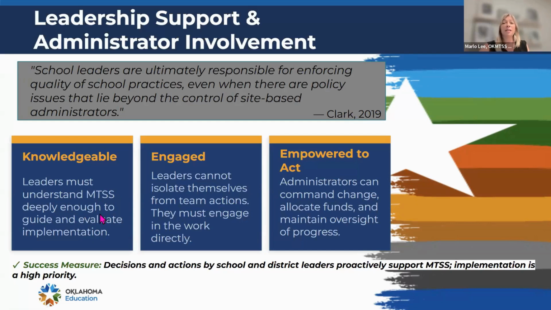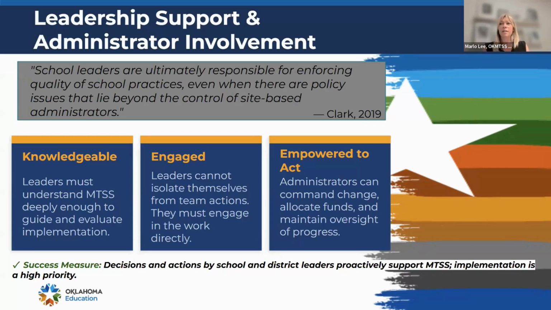Leaders must understand MTSS deeply enough to guide and evaluate implementation. And so that's the whole purpose of these calls, is to build capacity for leaders so that you understand what needs to happen so that you can lead the rest of the team. And then being engaged. Leaders can't isolate themselves from team actions. They must engage in the work directly. So by being knowledgeable about MTSS, providing resources, time, making sure that there's time for implementation, and putting together your team and supporting them where needed.